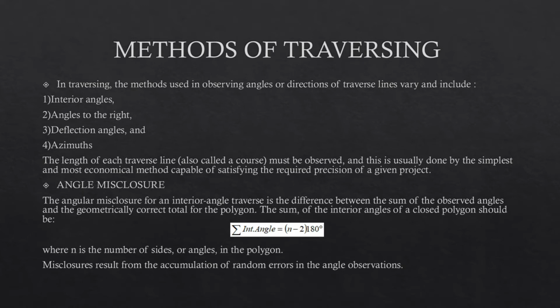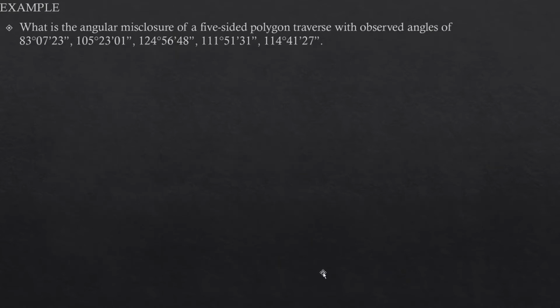So, the angular misclosure of an interior angle traverse is the difference between the sum of the observed angle and the geometrically correct total of the polygon. So, the sum of the interior angles of a closed polygon should be equal to summation of interior angle is equal to quantity n minus 2 times 180 degree. Okay, so where n is the number of sides or angles in the polygon, then misclosure results from the accumulation of random errors in the angle observation. So may mga errors na nakuha doon.